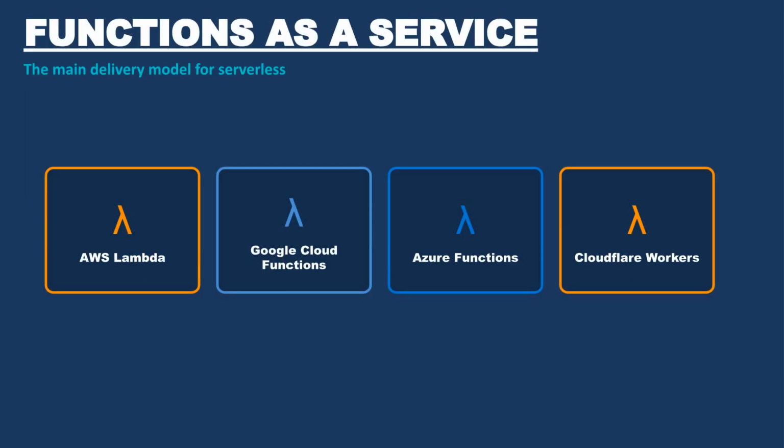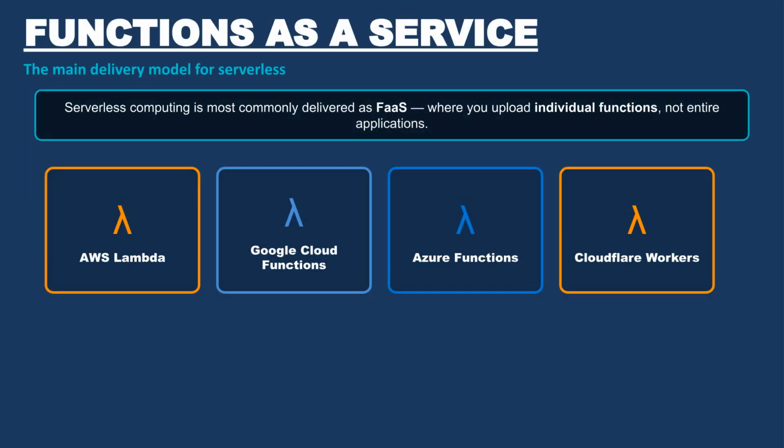The main delivery model for serverless is functions as a service, or FaaS, where you upload individual functions, not entire applications. Examples include AWS Lambda, Google Cloud Functions, Azure Functions, and Cloudflare Workers. Each function does one thing, runs for milliseconds to minutes, then stops.